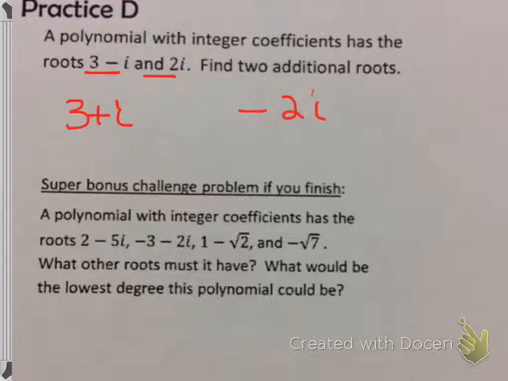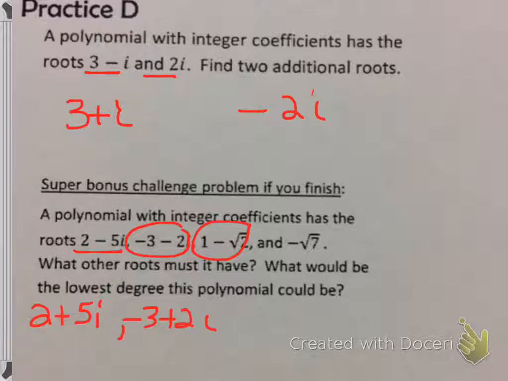This next one says it's the super bonus challenge problem. But really, we're just going to write the opposites again. We have 2 plus 5i. We have negative 3 plus 2i. We have 1 plus the square root of 2, and we have positive root of 7. So if we were going to talk about the degree of this one, the minimal degree it would have would be 8. So we know that it has at least 8 solutions there.